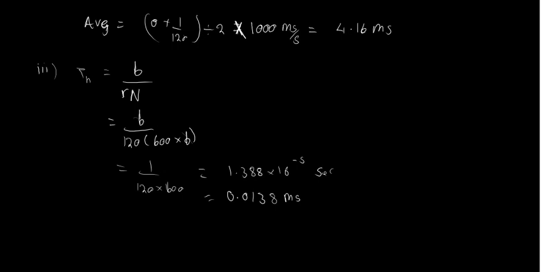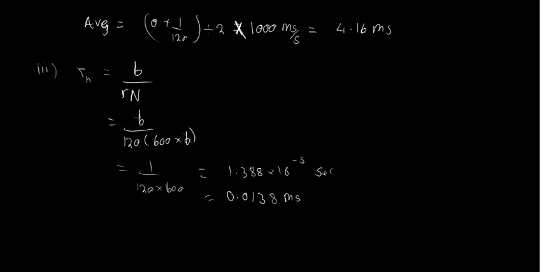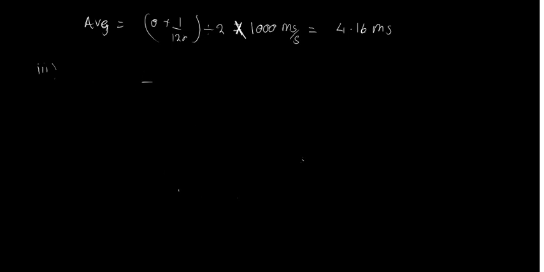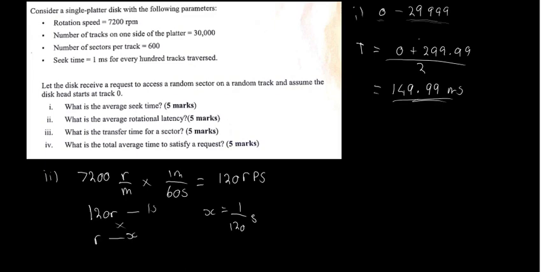Okay, so we've calculated this value, and now we want the average time to satisfy a request. This request is, say, getting some random value from memory. What is the average time it will take us to satisfy that request? This is again going to be rather straightforward. The total time taken is the sum of all our times. So our average seek delay was 149.99, plus the rotational delay.